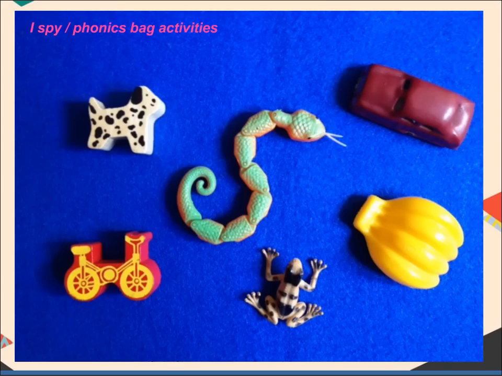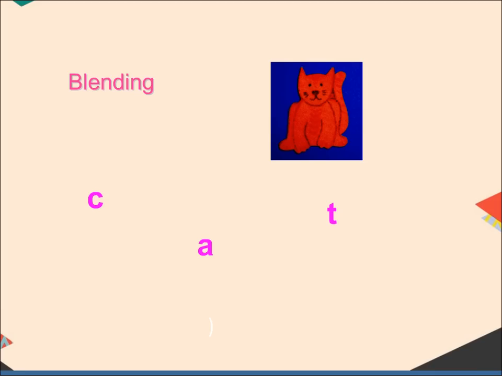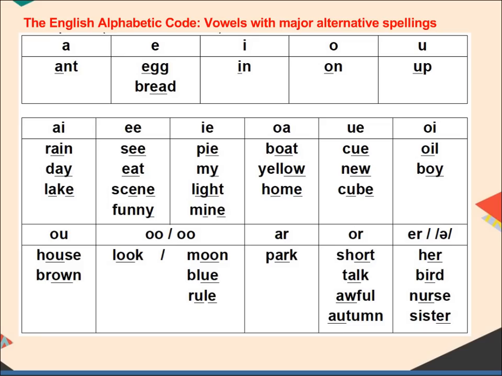We spend a lot of time working with the initial letter sounds, and of course, consonants are great for this. There are a lot more words that start with consonants. But when we're blending, we need to stick in those vowel sounds. So this is where I'm going to show you for the first time the alphabetic code for the vowels with the major alternative spellings. You can see there are far too many for a very young child to learn all at once, which is why phonics is a process.